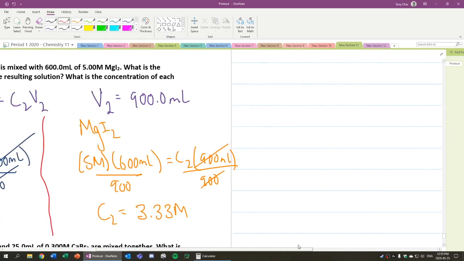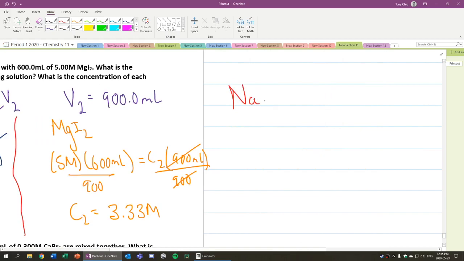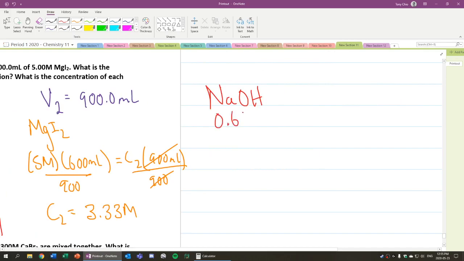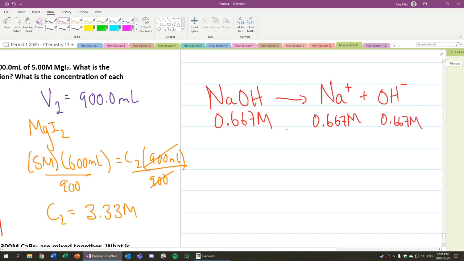First of all, you have to write down the dissociation equation. For NaOH, we know its resulting concentration is 0.667 molarity. When NaOH dissociates, it dissociates into Na plus and OH minus. What will the concentration of each of these be? They're both a 1 to 1 ratio, so Na will be 0.667 molarity and the OH will also be 0.667 molarity.